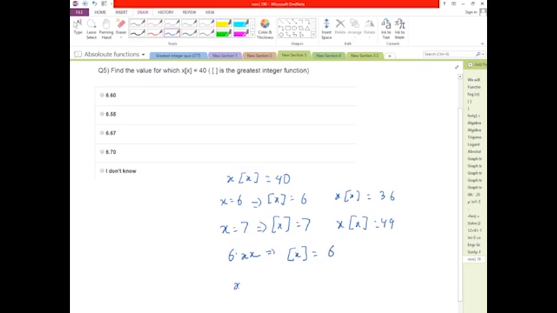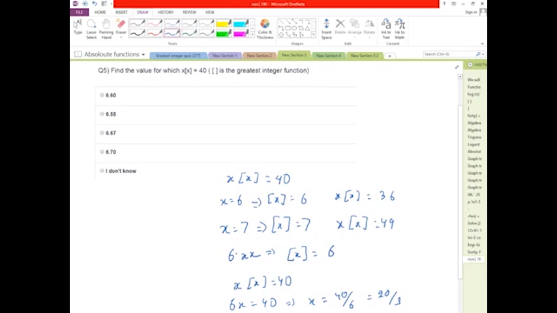So now we can write this as 6x is equal to 40, and then get x is equal to 40 by 6. Again, a fairly conceptual question. You know the concepts, you understand the function well, you should be able to do it in hardly 45 seconds.